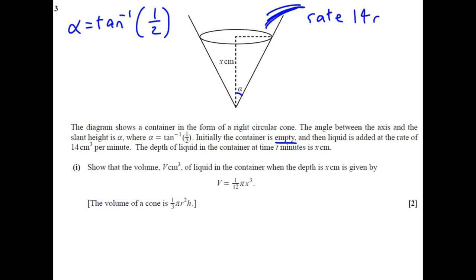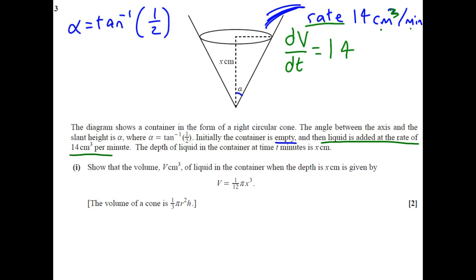centimeters cubed per minute. Okay. Now, if you just think about the units, it's telling you volume over time. So that gives you a clue about the differential. The rate of change of a volume with respect to time is what this rate means, okay? And it is 14. So we convert that into words. This very important sentence here. The depth of liquid in the container at time t minutes is x centimeters, okay? That is also shown on the diagram for you, x.